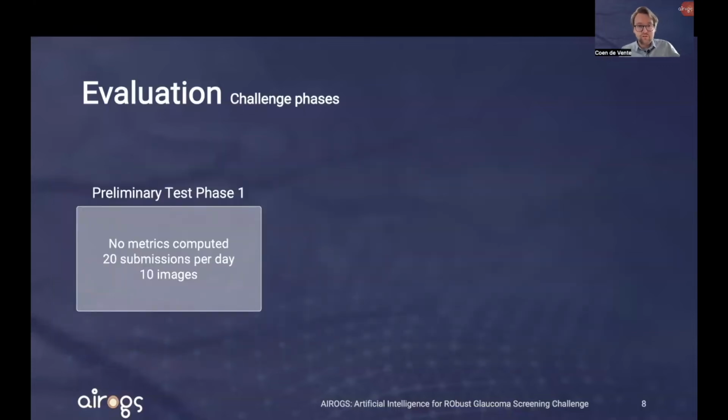Then the different challenge phases: we had a preliminary test phase 1, in which no metrics were computed, 20 submissions per day were allowed, and it only consisted of 10 images. So it was more a kind of sanity check to check whether images gave the expected outputs.